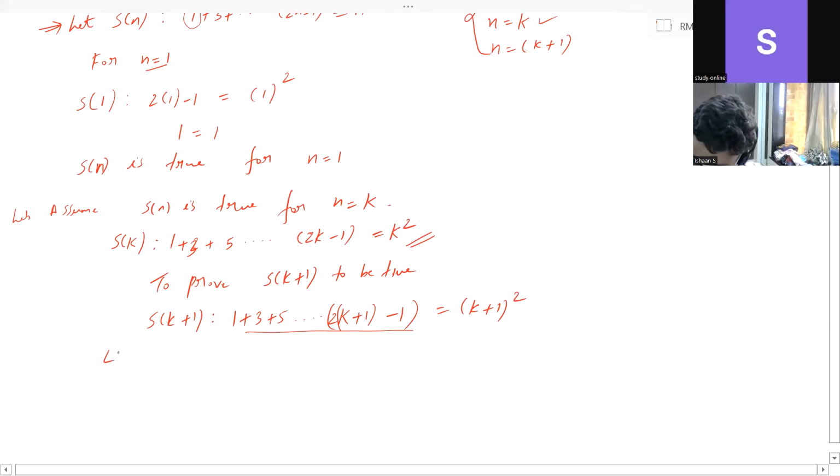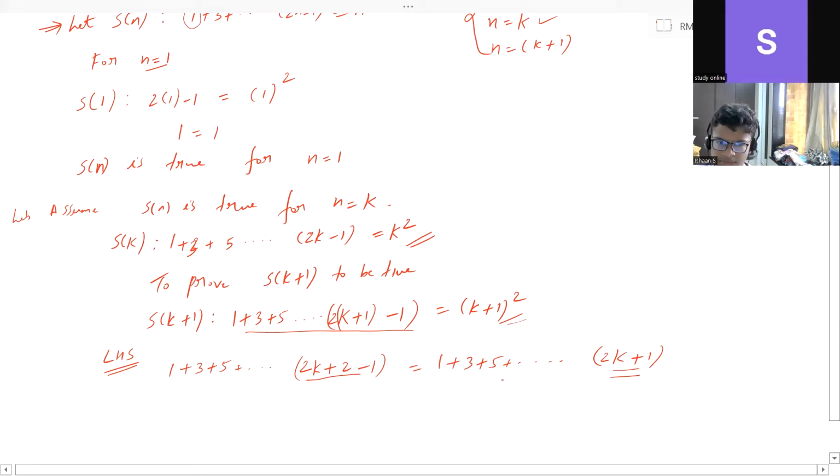So I'm starting with LHS, the left hand side, 1 plus 3 plus 5. If we simplify this, it is 2k plus 2, 2k plus 2 minus 1. Clear? Okay, I'm just writing the LHS part. Now the RHS is k plus 1 the whole square. 1 plus 3 plus 5, 2k plus 1. When I have simplified this, I got 2k plus 1.